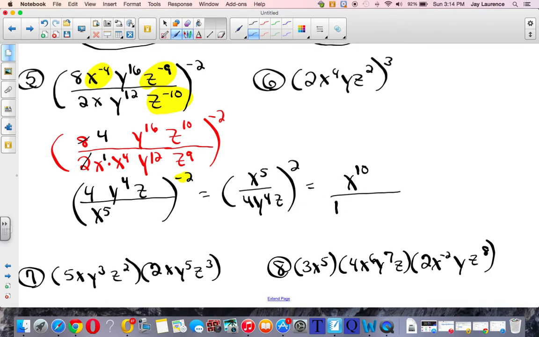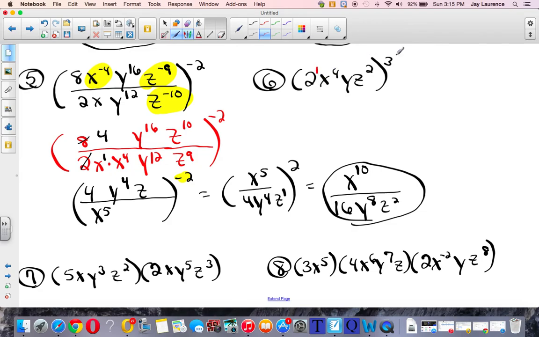4 to the 2nd power is 16. Y to the 4th squared is y to the 8th, right? Because y to the 4th times y to the 4th, there'd be 8 y's being multiplied. And z to the 1st times z to the 2nd is z squared. And this is assuming x, y, and z don't equal 0. All right, number 6 is up here.